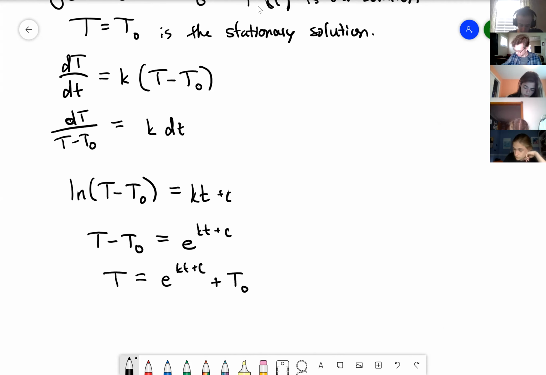Now this plus c right here, e to the c is just a constant, so we'll write C e to the kt plus T0. I didn't make any mistakes, did I? Okay, that's a homework exercise. Make sure I didn't make mistakes.